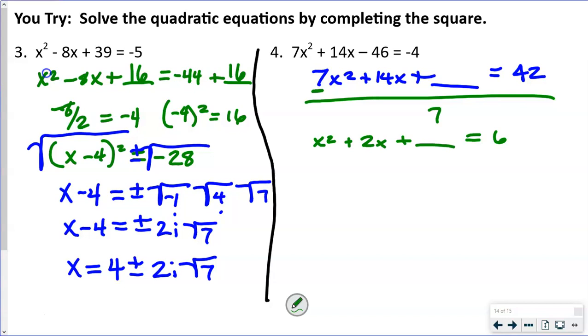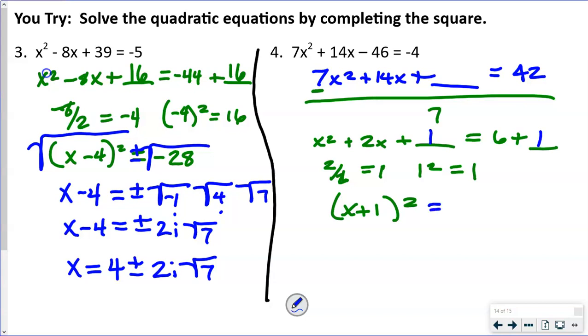So now, again, we're going to take our 2 divided by 2. So that's 1. Take our 1 and square it. So this is going to be x plus 1 squared. And that's going to be 1. Remember, we should have put our blank over there. Guess I had a hiccup there. So we're going to add our 1 to both sides. So this is going to be 7.